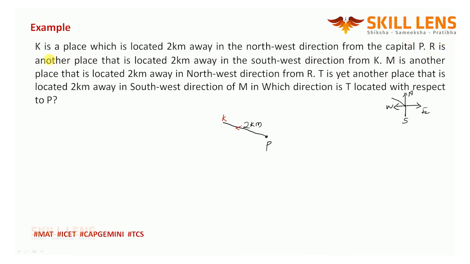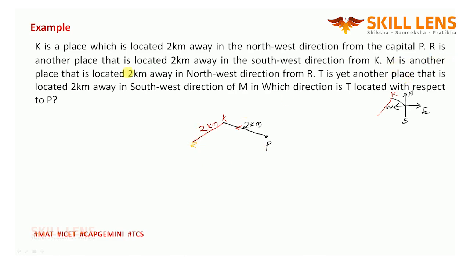Okay, R is another place located 2 kilometers away in the southwest direction from K. So this is your K. From here southwest means this side. Again this is going to be 2 kilometers. So this is which point now? Sorry, R. I can say P and R are in a straight line.